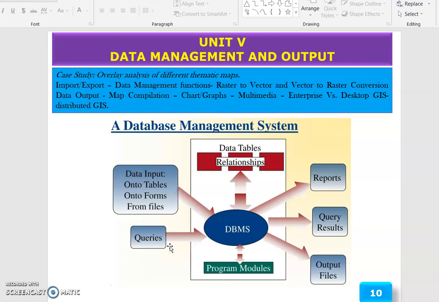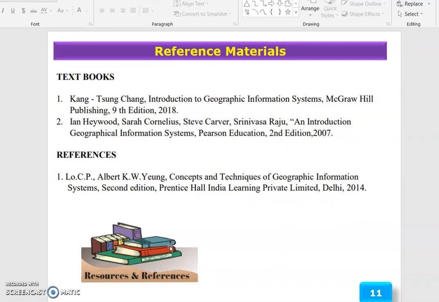See the import export, data management functions, raster to vector and vector to raster conversion, data output, map compilation, charts, graphs, multimedia, enterprise versus desktop GIS, finally distributed GIS. In addition to that, we are going to deal with trend based GIS in our subject.